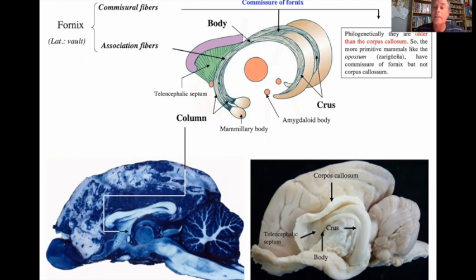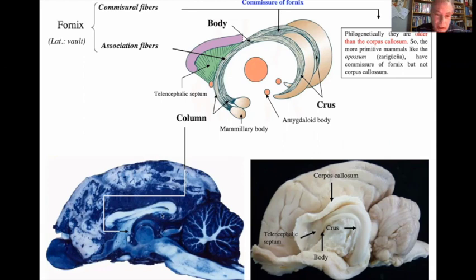Association fibers are fibers that communicate different structures inside one hemisphere. They do not cross to the other side. So these are fibers that are coming from one hippocampus. They go up, they go rostral, they form the body, and then the columns of the fornix that reach the mammillary bodies of the hypothalamus. However, there are some fibers that communicate both crura of the fornix, and these are the commissural fibers.